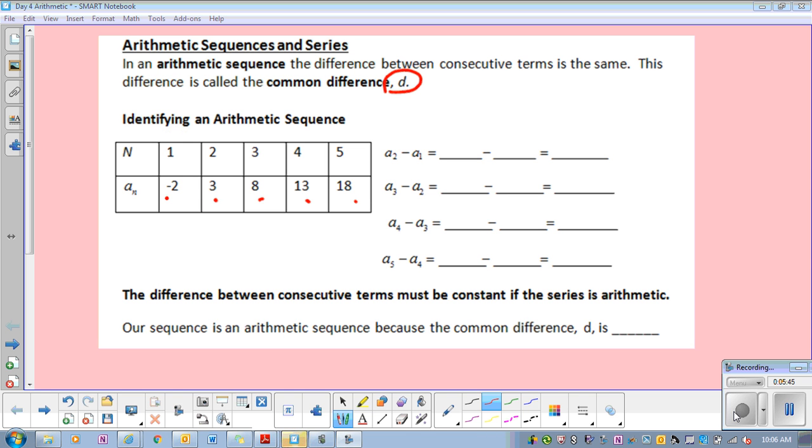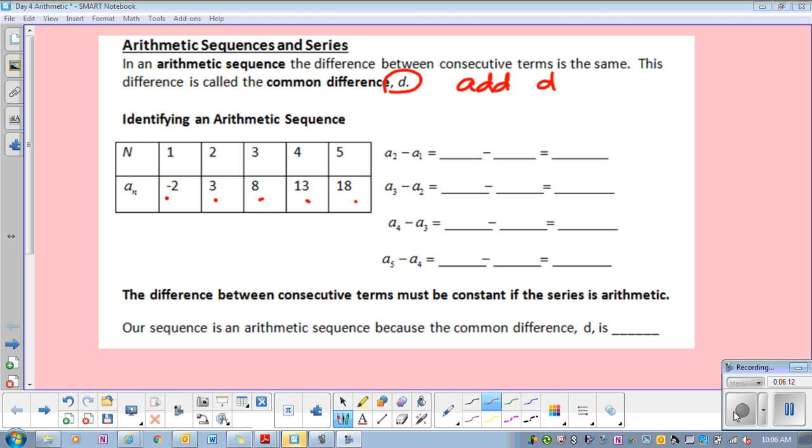With arithmetic, that same number is called the common difference, or D. And D gets added in between your two numbers. So with arithmetic, you add D, which is pretty easy to remember. A for arithmetic, A for add.